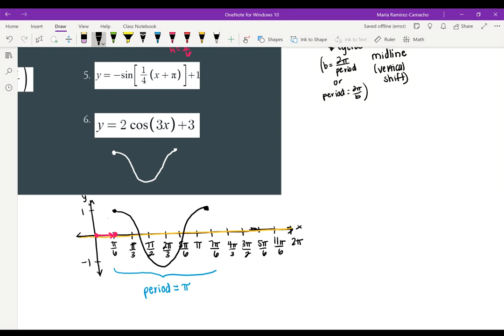Okay, there's our graph. Notice we've got the right horizontal shift. Okay, we are starting pi over 6 units to the right. Our midline's correct. Our amplitude is 1. Our period is pi. I'm just going to add some arrows here. You can keep this cycle going if you want to. But there is our graph for number 4.